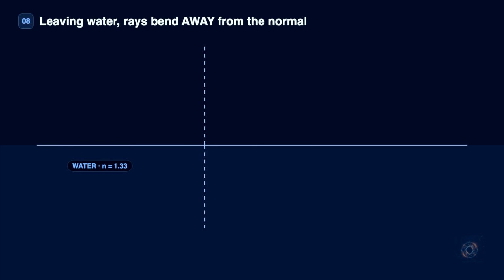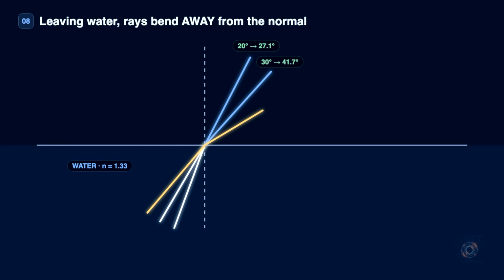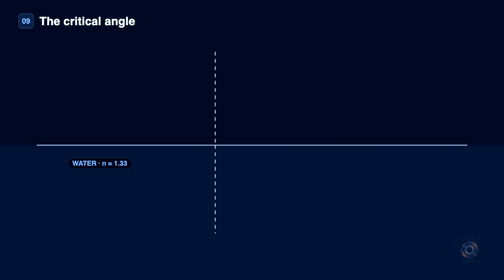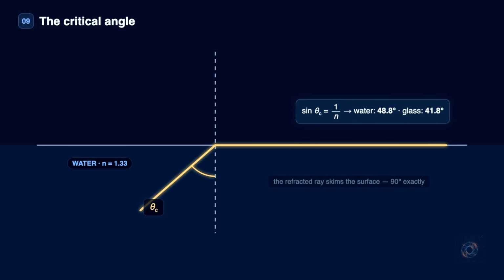Now flip it. Send light from water back out into air. This time it bends away from the normal. Increase the angle, and the refracted ray leans closer and closer to the surface. At one special angle, the refracted ray runs exactly along the surface at 90 degrees. That incidence angle is called the critical angle.